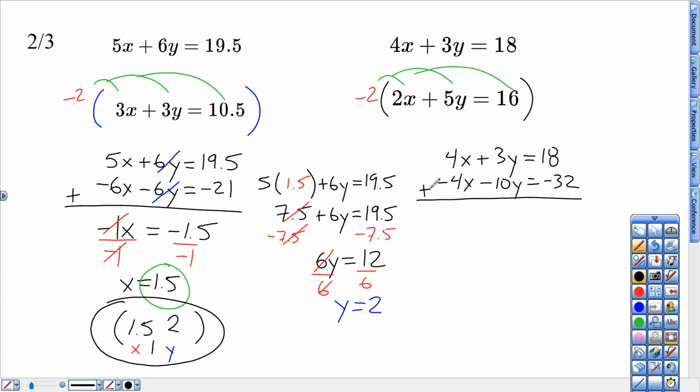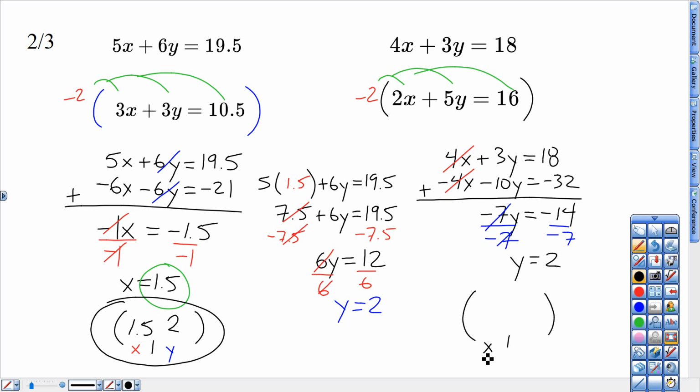All right, this one has the x's eliminated, not the y's. And then right there, -7y. Know your negative rules. Right here, -32 plus that 18 is going to give me a big -14. And then right there, dividing by -7, it's going to give me the y number. Y is +2. Know where to put that value.